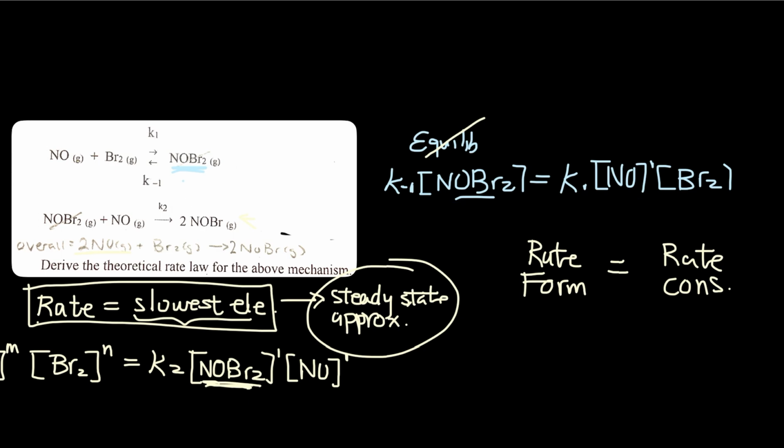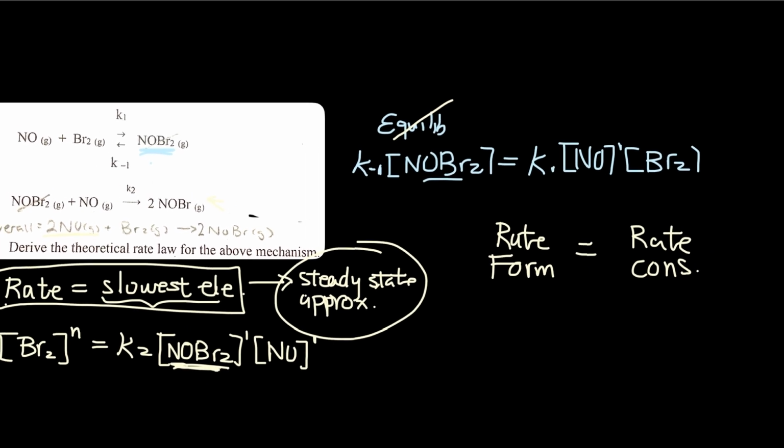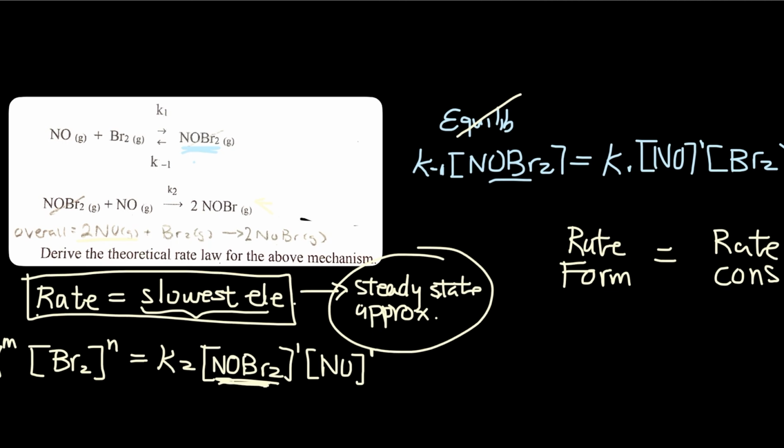However, because we don't know which one is the fast and which one is the slow, we have to use the steady state approximation, which means we're going to have to not only use this equation forward and backwards, but also the forward reaction of this. So we're going to use everything basically. So the rate of formation of this intermediate would be the forward reaction.